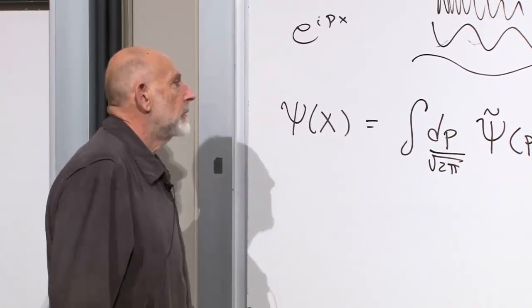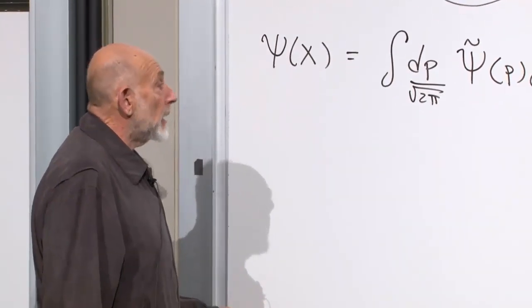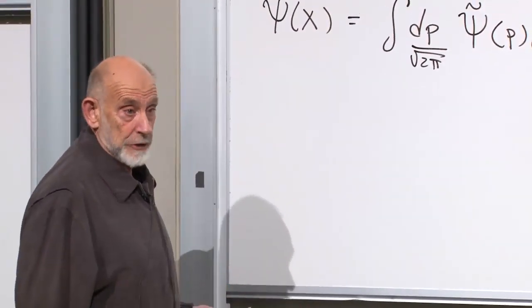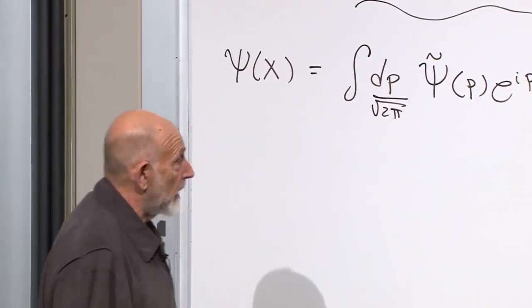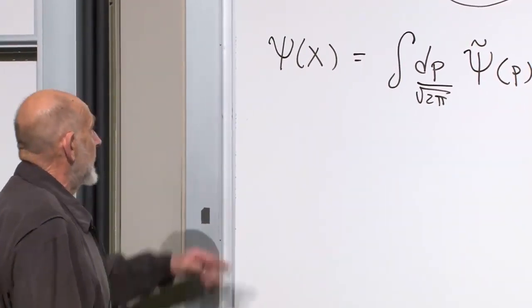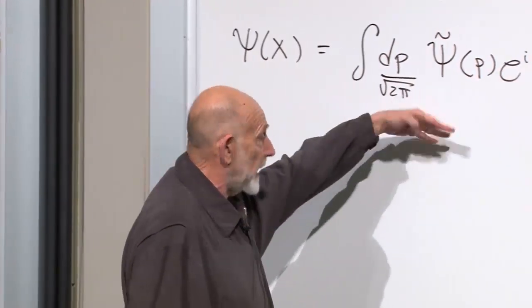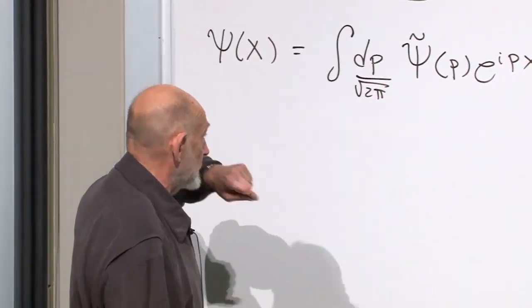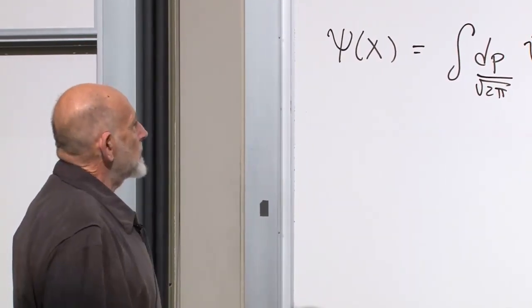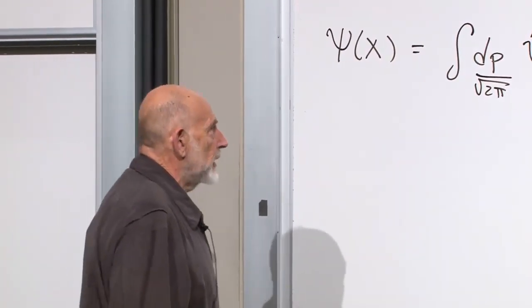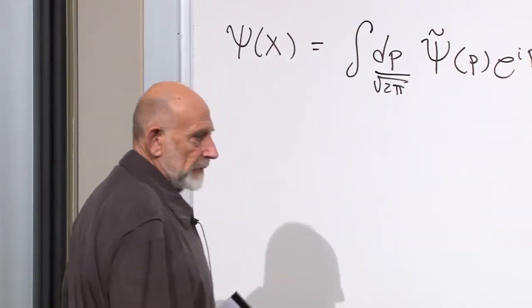Psi twiddle is complex? Psi twiddle typically is complex, and so will psi of x be complex. That's a good question. Both of them I intend for the moment to be complex. Now, it may happen that one of these is real and the other one is complex. That can happen, but at the moment, we're just interested in arbitrary complex functions. That's right.